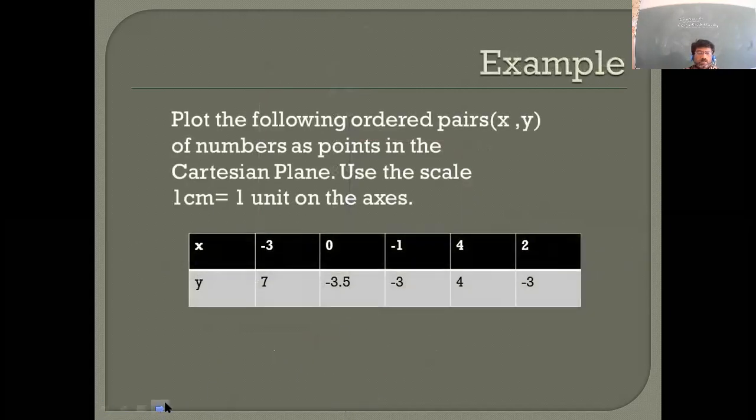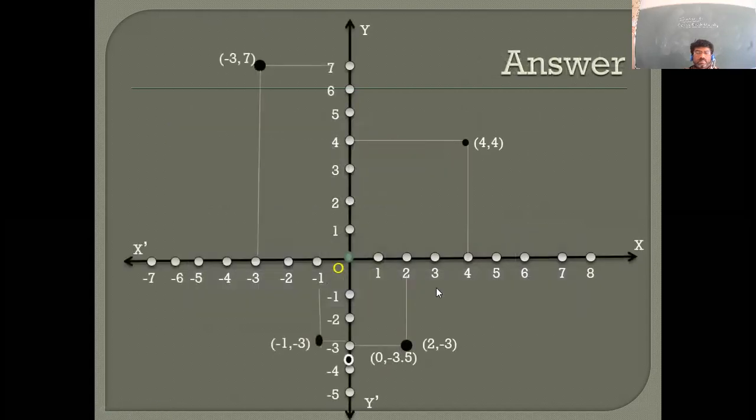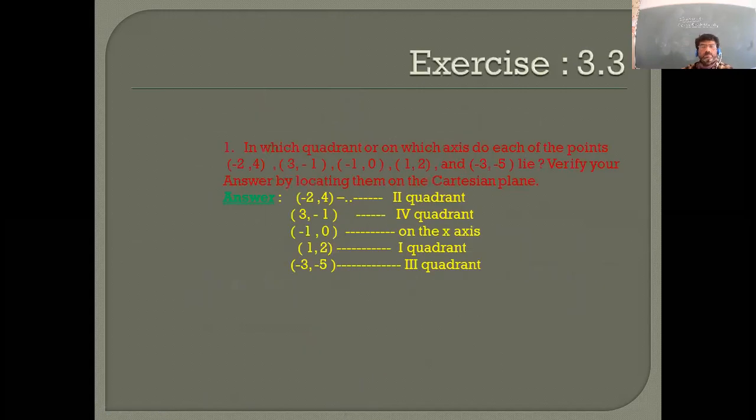Then (2, -3). 2 is positive and y is -3, negative. So y is negative and x is positive, and the point is in the fourth quadrant. So this is how points are marked on the Cartesian plane.